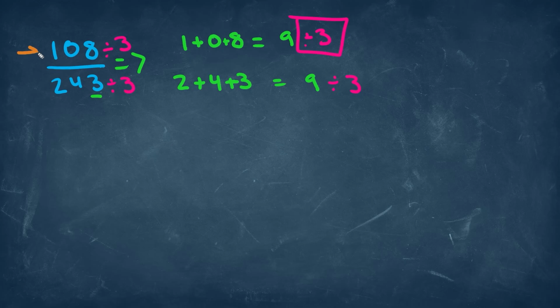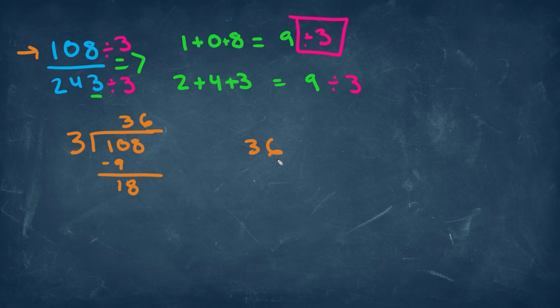If we divide this top number, 108, by 3, we're going to get 36. And the bottom number, dividing by 3, would give us 81. So we'll have 36 over 81.